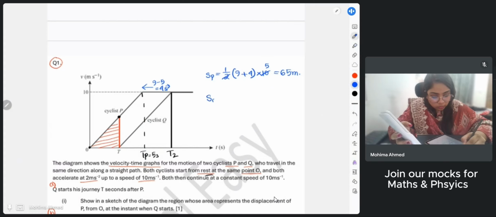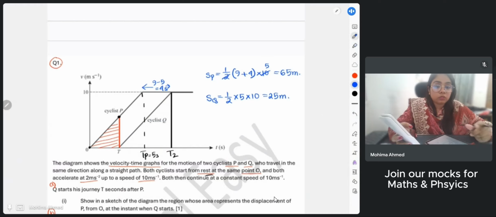And then again, we need to do the same working for cyclist Q also. So for cyclist Q, it's quite easy. We can clearly see it just creates a right angle triangle. That would be half base into height. Base is this, 5 over here. From this portion to T2, this was 5 seconds. Height is 10, so it's just going to be half 5 multiplied with 10, which is 25 meters.